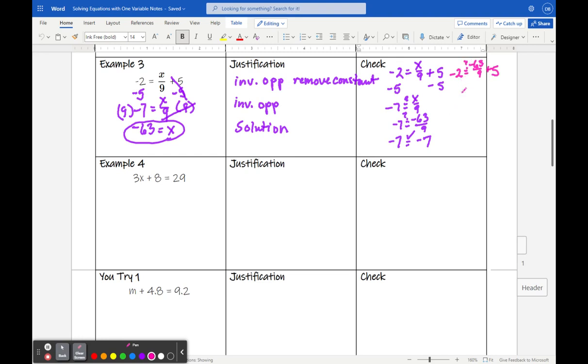Of course, I don't know for sure. -2 equals negative divided by a positive is a negative. 63 divided by 9 is 7 plus 5. -2 equals -7 plus 5, -2. So it checks out that way as well.